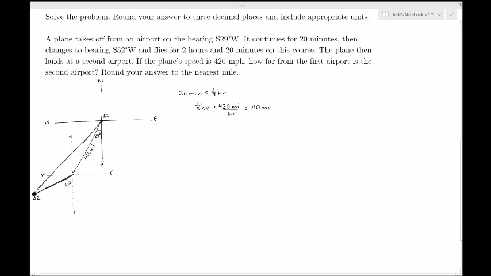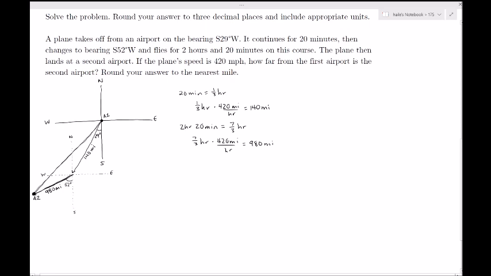Now the second side, we're flying for 2 hours and 20 minutes, but our speed is still 420 miles an hour. So 2 hours and 20 minutes is the same thing as 7/3 of an hour. So it's just 2 hours plus an extra third of an hour. And so 7/3 of an hour times 420 miles per hour will give us 980 miles. So the second side of this triangle is 980 miles long.